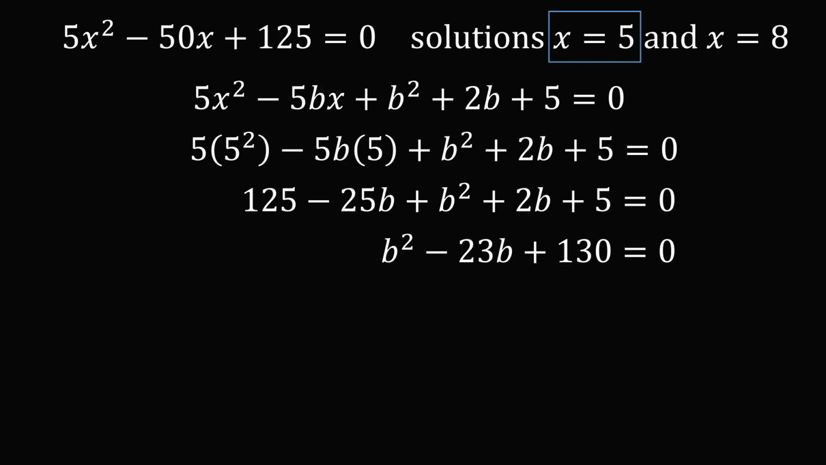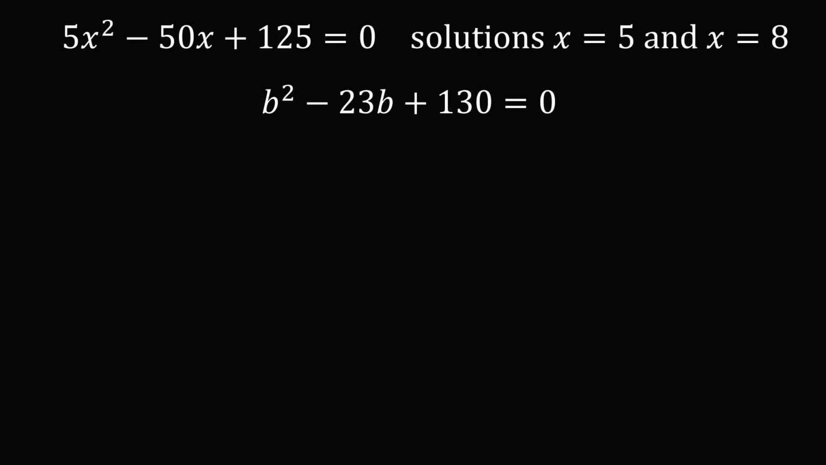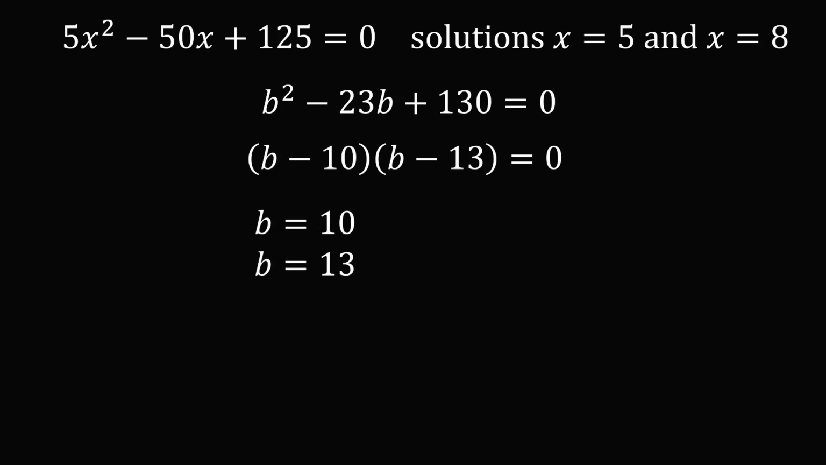All that remains is to solve for b. So let's focus on this equation. We can easily factor it as b minus 10 times b minus 13, which gives us two solutions: b is equal to 10 and b is equal to 13. But we know that b cannot be equal to 10 because in that case, x is equal to 8 would be a solution, and we've already seen that x is equal to 8 is not a solution if we're working in base 10. So we can eliminate b is equal to 10, and it must be the case that the Martians are working in base b equal to 13. And that's the answer.